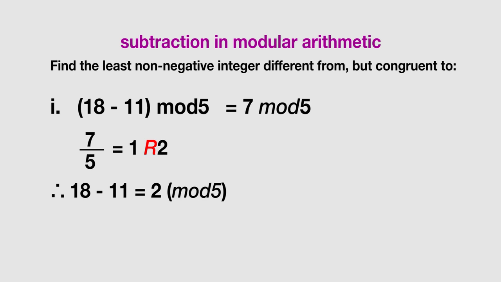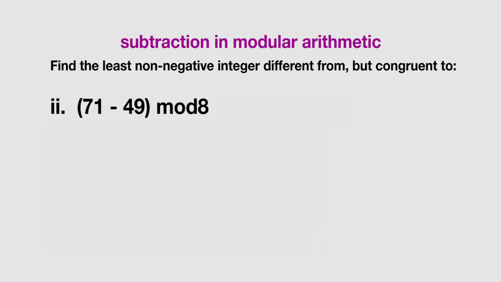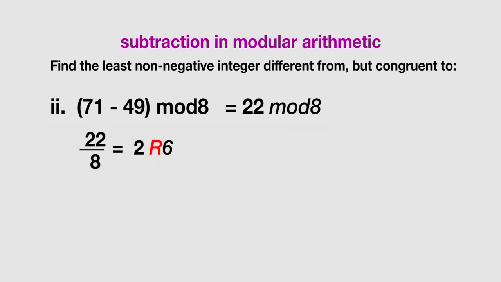In the second question, we have 71 minus 49 mod 8. First thing, find the difference. That gives us 22 mod 8. We have to change the 22 to a smaller number in mod 8. So we divide by 8 and we get 2 remainder 6. Therefore, 71 minus 49 is equal to 6 in mod 8.